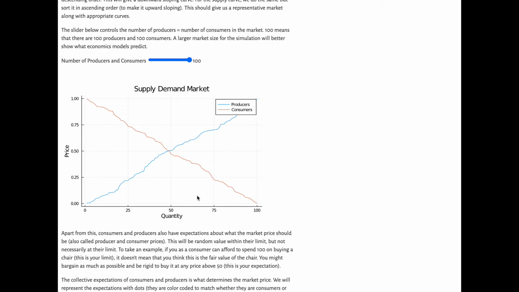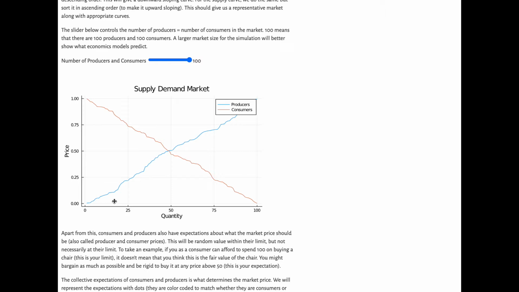Now, these are just the limits for the producers and consumers, meaning that a consumer will never buy the product at a price which is higher than this orange line, and a producer will never sell a product at a price which is below this blue line. But apart from this, we also have our own prices in mind at which we are ready to buy, right? So even if we can afford to pay say $1 for a product, we may not be willing to pay more than 75 cents for the same product. So that will be determined by the expectation that you have.